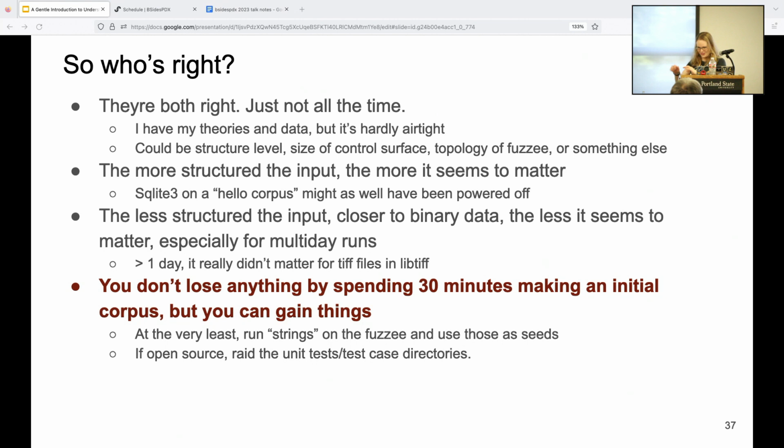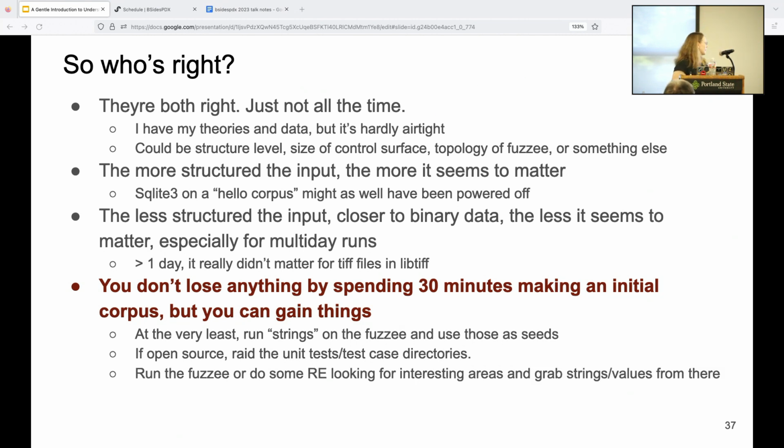Copy, move, done. You don't have to spend a ton of effort mentally crafting things if you're working on an open source project or something that already has a test suite. Go take the test suite. Or, if that doesn't work for you because you're working on something super elite and secret, or God forbid you have developers who didn't write any tests somewhere along the way, run the fuzzer, look for some strings, grab some interesting magic values. If nothing else, grab the globals.